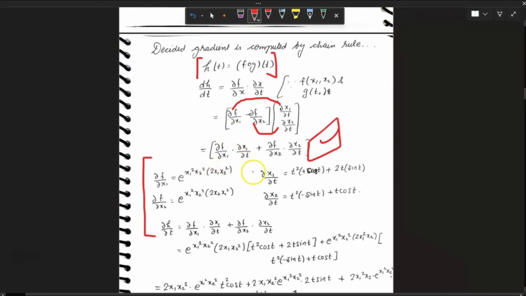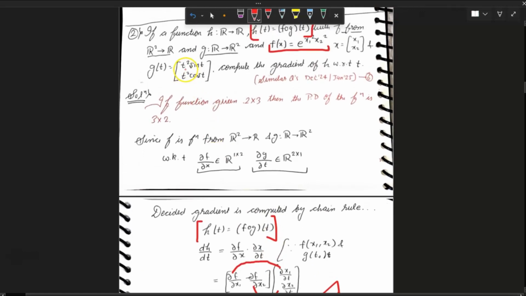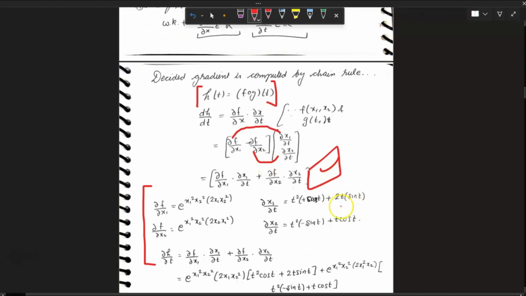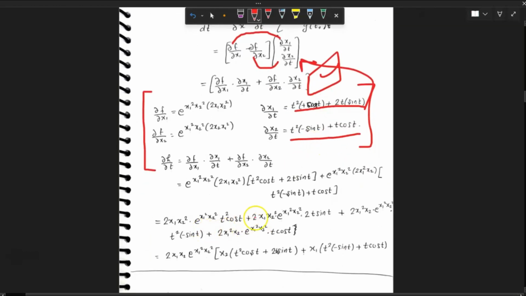So 2x1 x2 square. Similarly, how to differentiate dou x1 by dou t? Here, differentiating with respect to t, you have to use the product rule. First differentiate t square to get 2t into sin t, plus differentiate sin t to get cos t into t square. So it is written here: cos t into t square plus 2t into sin t. Similarly, you have to differentiate the other one also. Then you need to put these values in this formula. After putting these values in the formula, you will get all the simplified values.